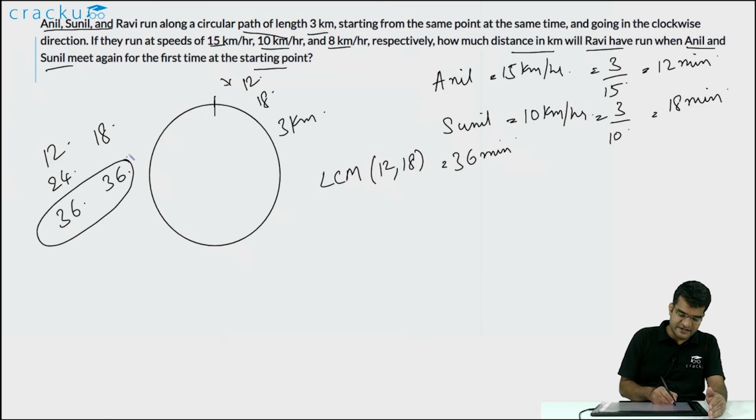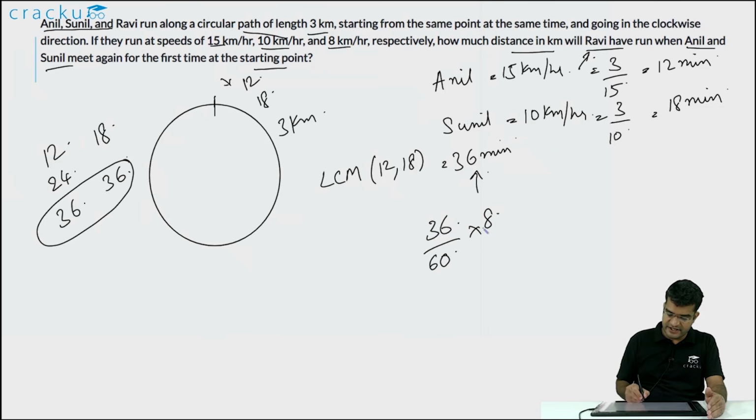So, at 36 minutes, both Anil and Sunil will be at the starting point, and in this 36 minutes, how much distance does Ravi run? That will be equal to 36 divided by 60 hours into 8, this is 6 by 10. So, this will equal 48 by 10, which is equal to 4.8 kilometers. That is the answer.